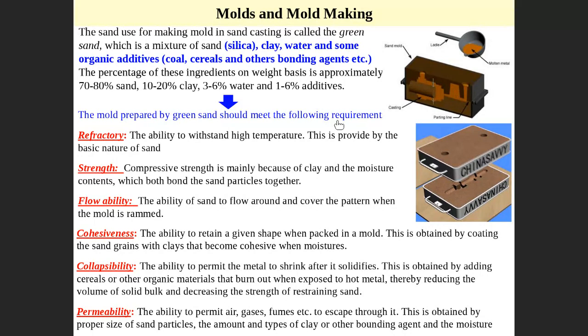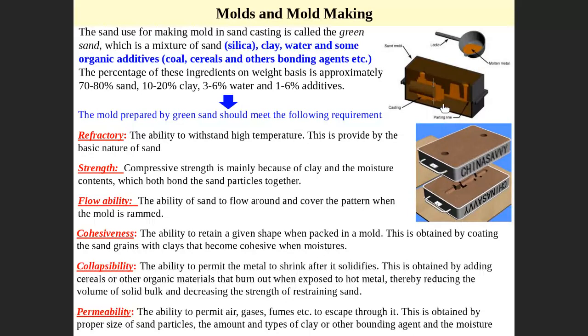So you put liquid inside. The mold properties of green sand should meet the following requirements. First one, refractory. This must be made of refractory material. What is refractory material? The word refractory means the kind of material we use to manufacture the mold must have a high melting temperature, meaning it can withstand high temperature. This is the meaning of refractory. Ability to withstand high melting temperature.